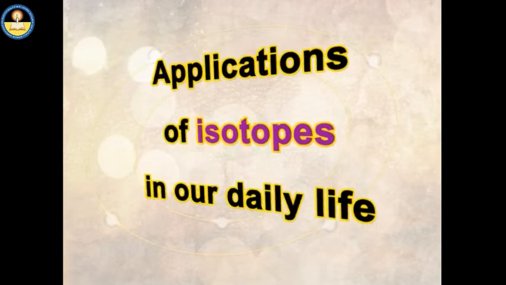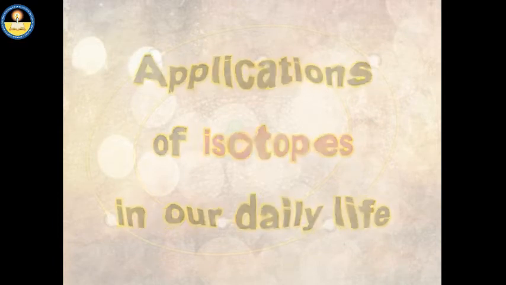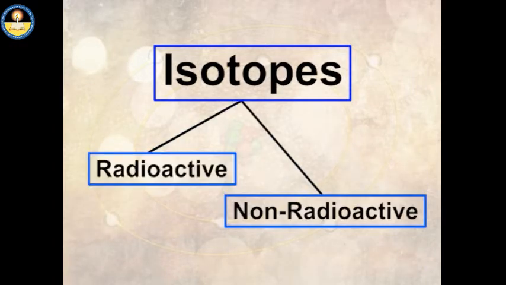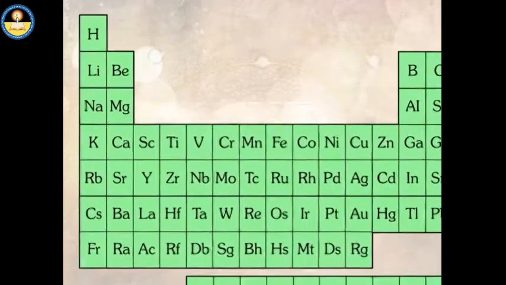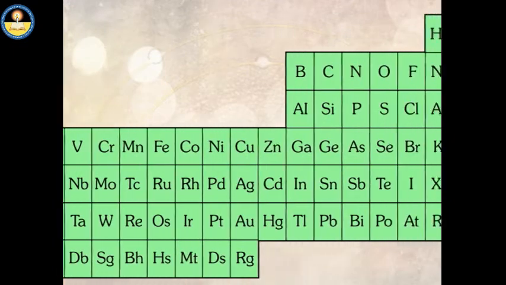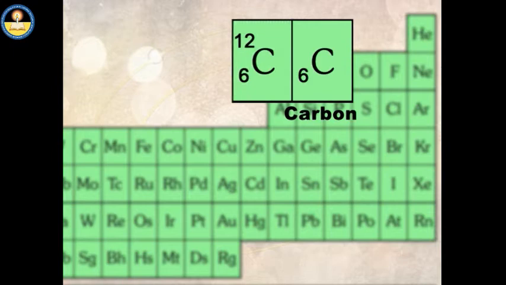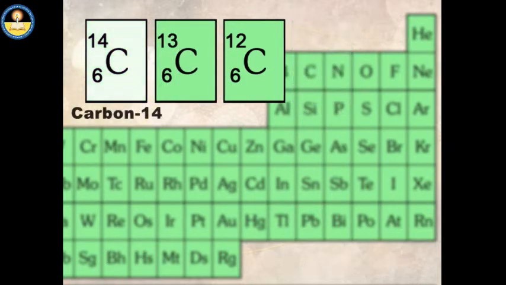Let's now learn about the applications of isotopes in our daily life. There are 2 types of isotopes, radioactive and non-radioactive isotopes. There are about 2700 isotopes of various elements. All of them are not stable. Let us take an example. Natural carbon is a mixture of 3 isotopes, 2 of which are stable and the third one, carbon-14, is unstable.